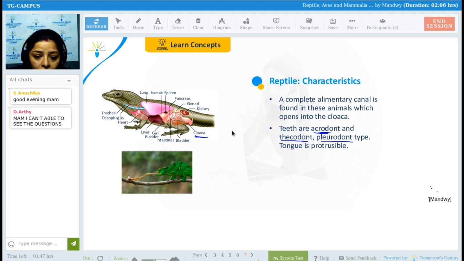Suppose this is the jawbone. If the teeth do not have roots, the teeth will be attached to the margin of the jawbone. That type of teeth is called acrodont.